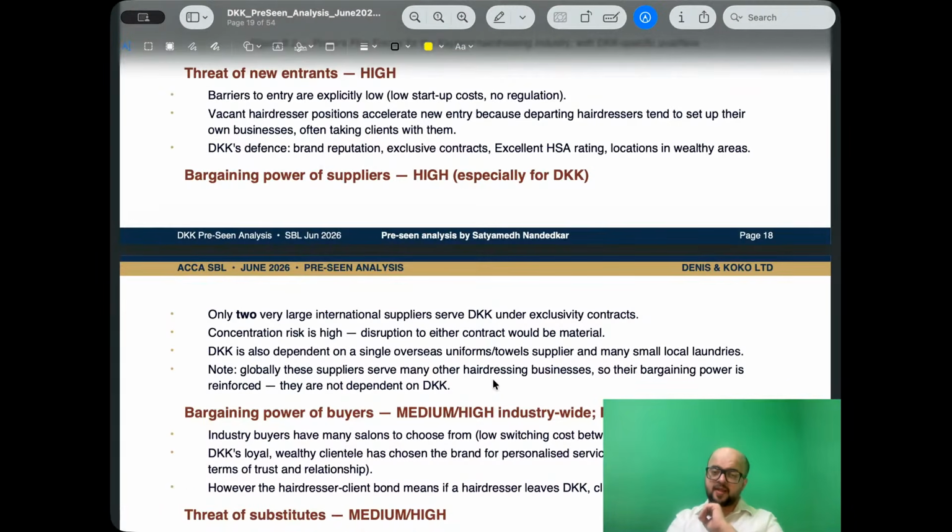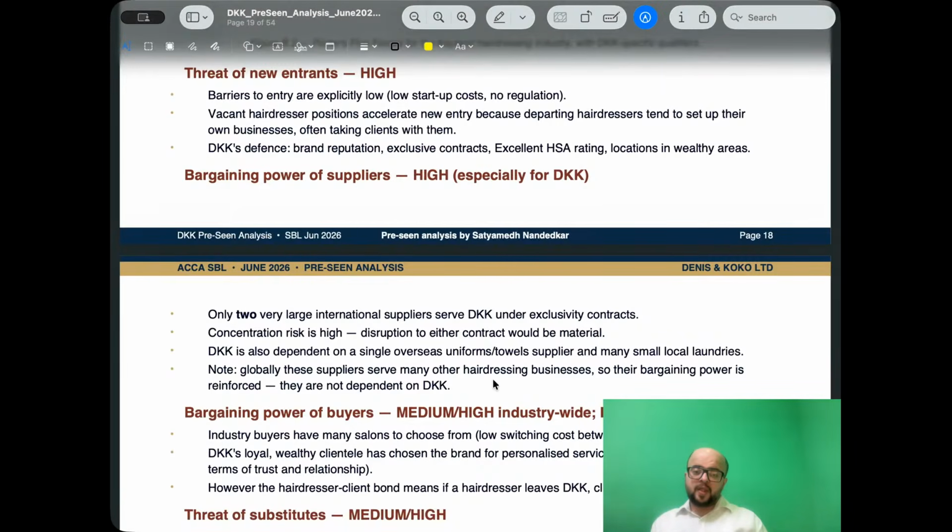Bargaining power of suppliers is high, especially for DKK. Only two very large international suppliers serve DKK under exclusivity contracts. Concentration risk is high. Single vendor dependence is created here. Disruption to either contract would be material. DKK is also dependent on a single overseas uniform towel supplier and many small local laundries.